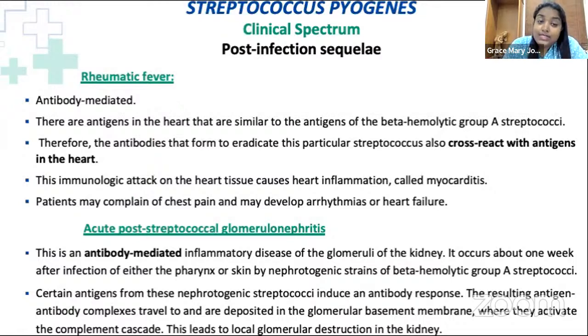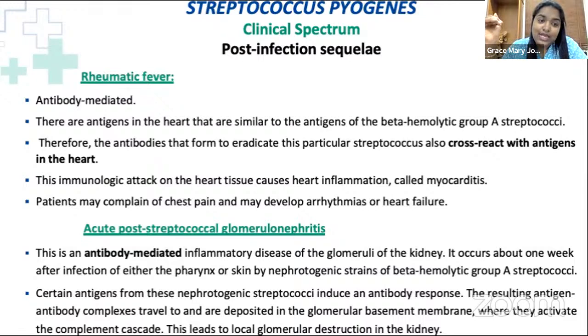Two other clinical syndromes I would call the post-infection sequelae. That is, once the infection has come and gone, it can create two major problems. One, as I told you, is the rheumatic fever, where the antibodies that are produced against the Streptococcus pyogenes M proteins go and damage your heart because it cross-reacts. It causes myocarditis, and that is how the rheumatic fever comes. And then rheumatic fever can go on into rheumatic heart disease. Okay.